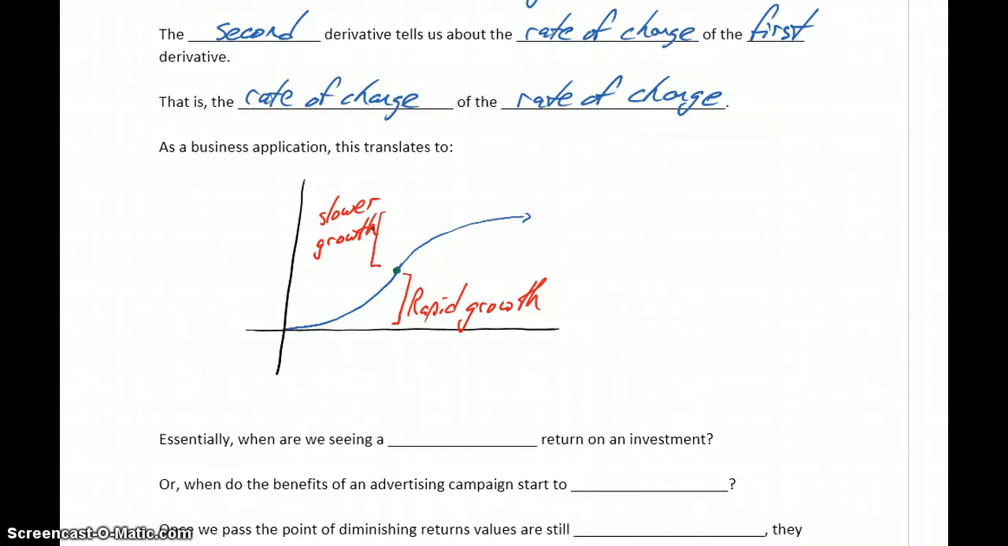So an inflection point doesn't tell us when something changes from increasing to decreasing. So it's not that our profits have started decreasing. It's not that sales have started decreasing. It's that our function is still increasing, but it's just not increasing as quickly.